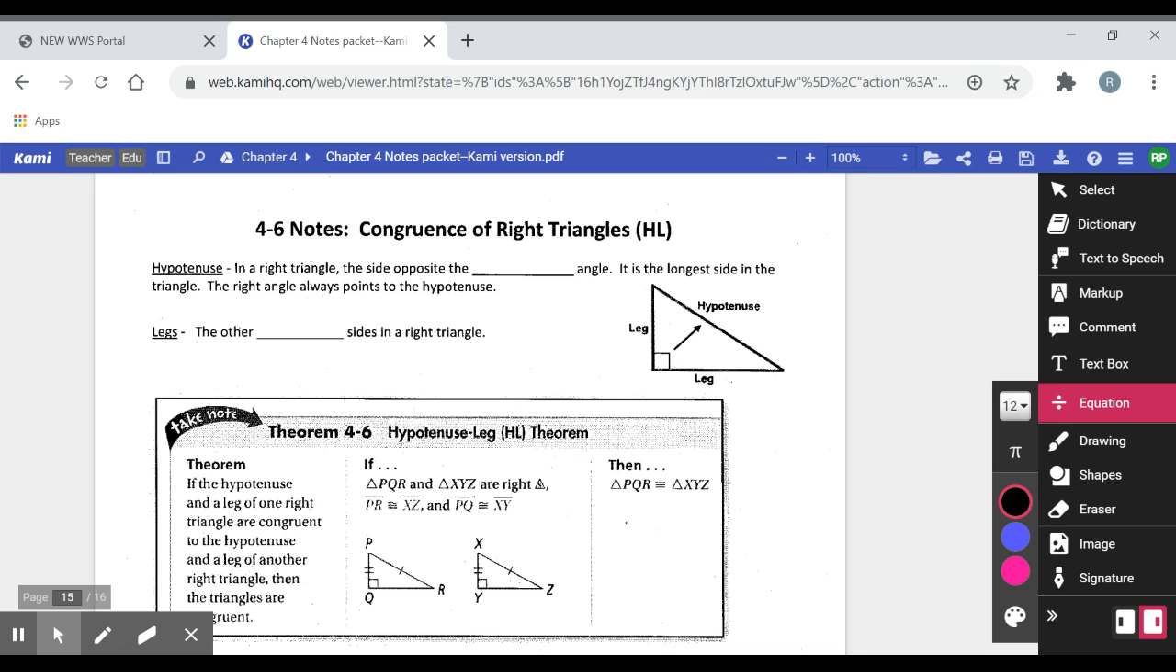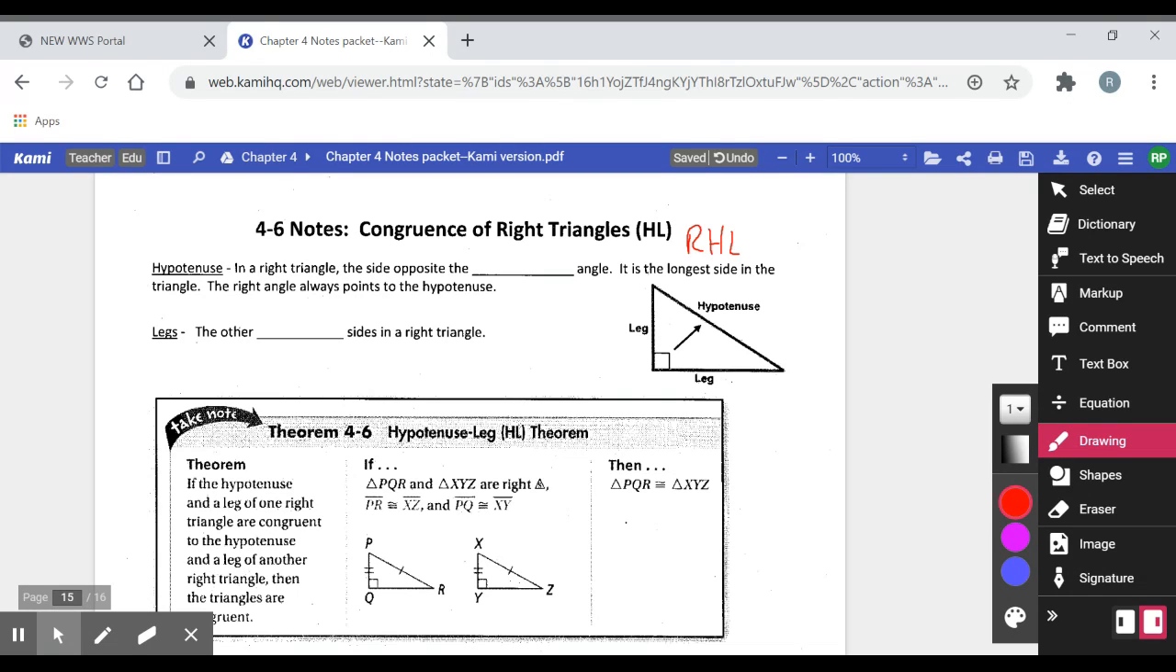This is on congruence of right triangles, or hypotenuse leg. Sometimes you'll see it written as HL for hypotenuse leg, and sometimes you will see it written as RHL. So I just want you to be familiar with that. They mean the same thing. One just means hypotenuse leg, and the other is right hypotenuse leg, but again, they're just talking about the same thing.